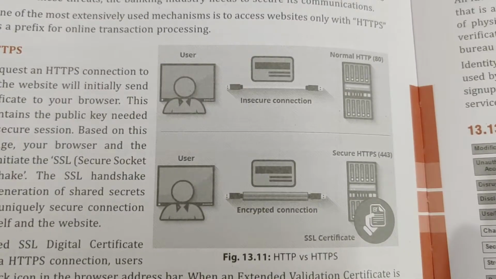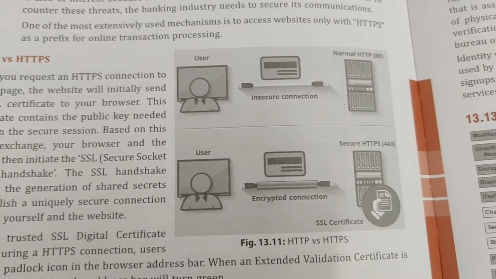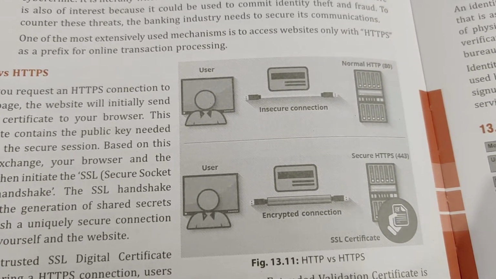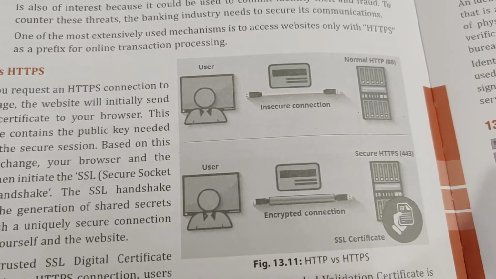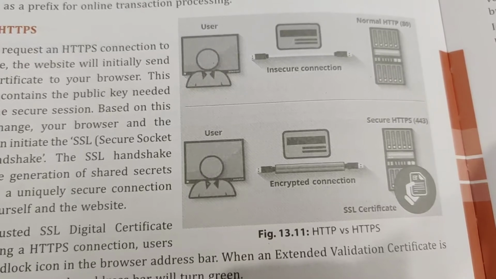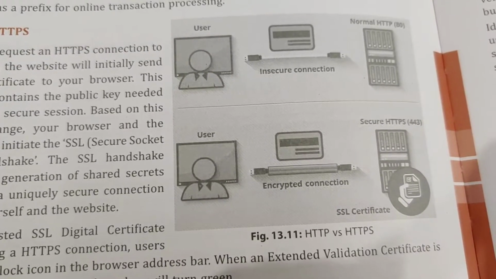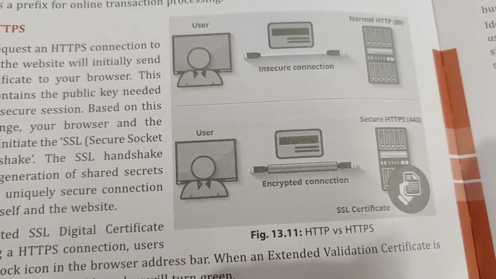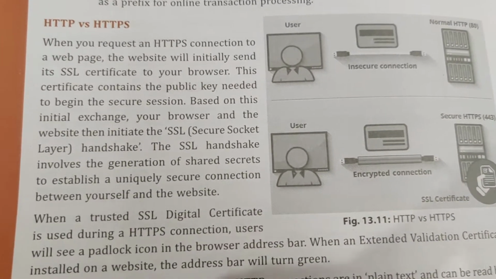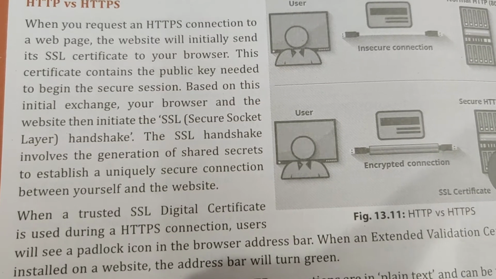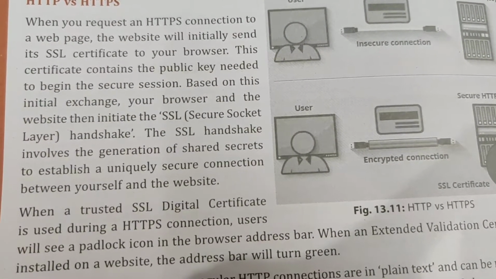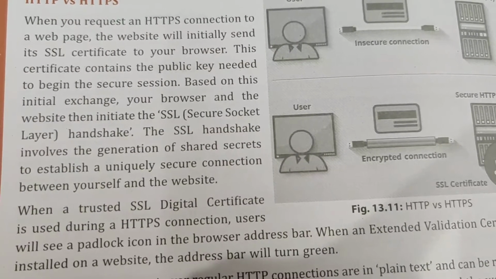So here you can see in the image the user is sharing information. Without HTTPS the information is insecure, the connection is insecure. When we use HTTPS, an SSL certificate is provided, so the user's information is in an encrypted connection, which is actually secure. The SSL handshake involves the generation of a shared secret to establish a unique secure connection between yourself and the website.